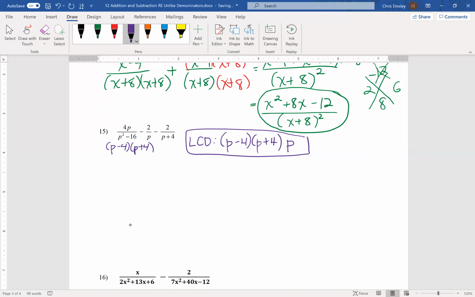So let's build our common denominator. Write down that first fraction. So what's missing here from our common denominator? We're missing that p by itself. So we need to multiply that one by p over p. Write down our second fraction. What's missing from this one? Well, we're missing two things. We're missing a p minus 4 and a p plus 4.